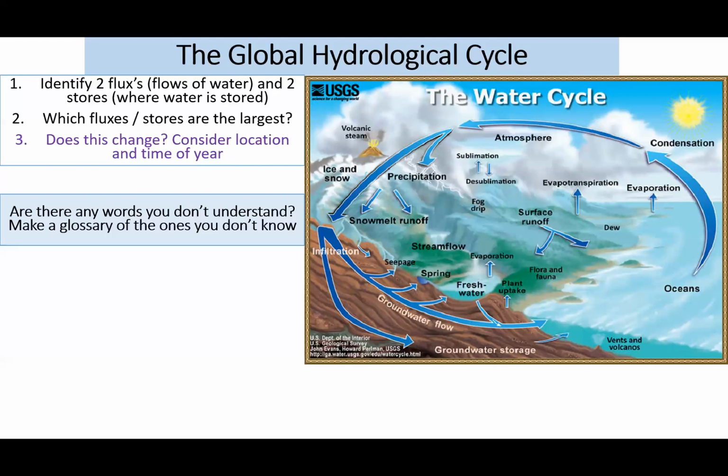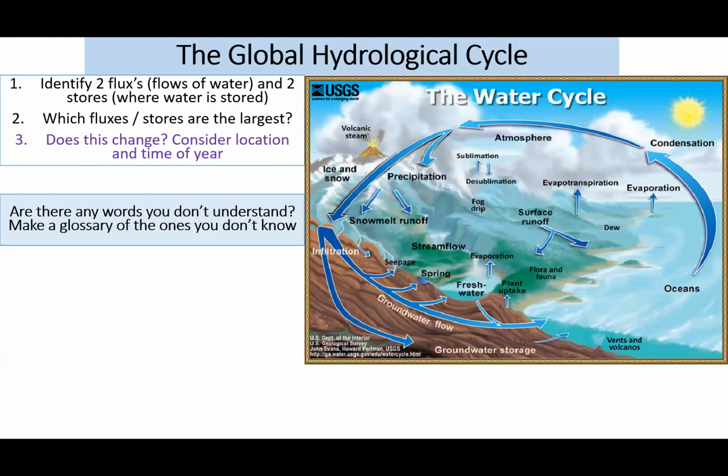So your largest store of water is going to be your ocean. Your biggest flows are going to be things like your evaporation and your precipitation, but they also occur in different amounts in different places. If it's hotter, you get more evaporation, which means you can then get more precipitation, but we'll come back to that later.